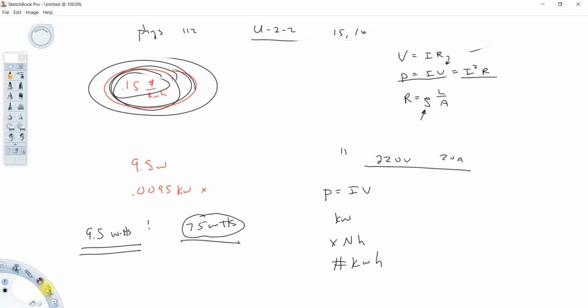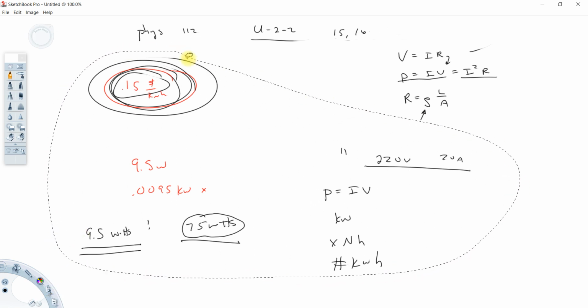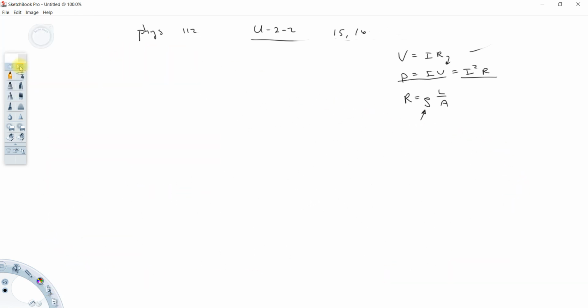Let's chat about 16. Let me get rid of this stuff first. Okay, number 16. Let's see. Let's talk about a cell phone battery rated in milliamp hours. Okay, what quantity does this measure? I don't want to give this away, but just take this, right? So milliamp hour.